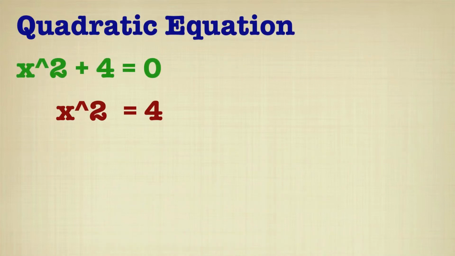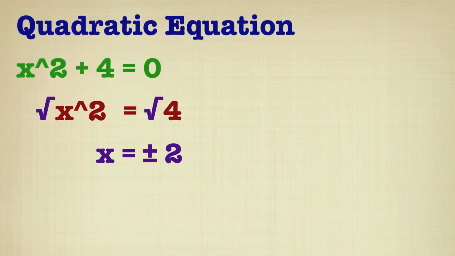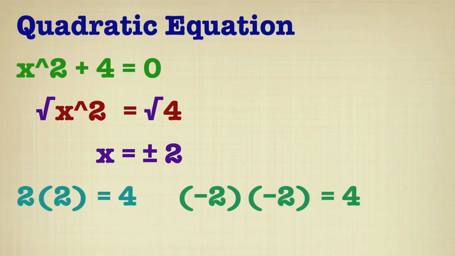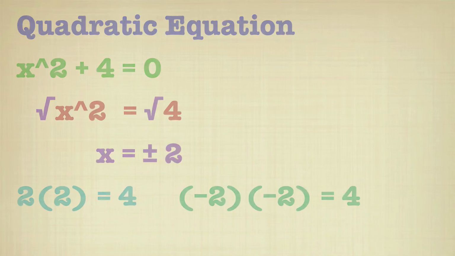An example of this is x squared equals 4. We find the square root on both sides. x squared can only equal x, and the square root of 4 is 2. Our final answer is x equals positive or negative 2. Why the positive or negative? Because 2 squared equals 4, and negative 2 squared also equals 4. It can be either. Don't forget this.